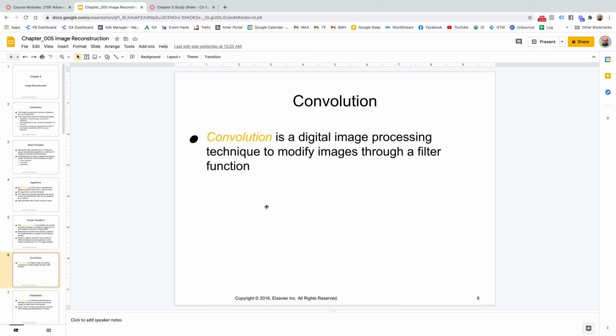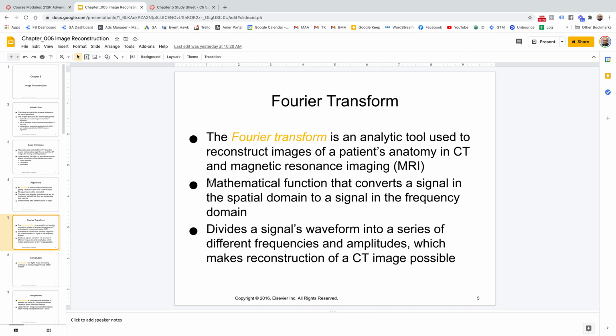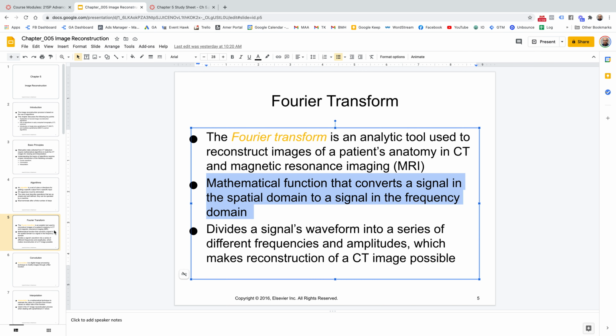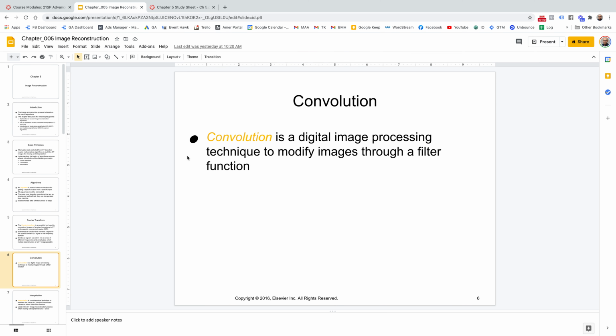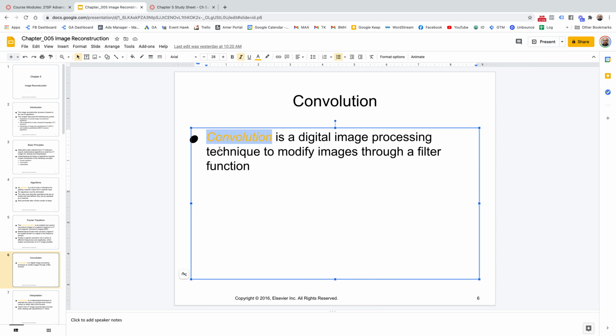We're gonna talk about Fourier transform a couple more times. Just know this, and you don't really need to know much else. Convolution: anytime you hear convolution, just think filter. Convolution is a digital image processing technique to modify images through a filter function. That's all convolution is. It's basically just adding a filter, okay?